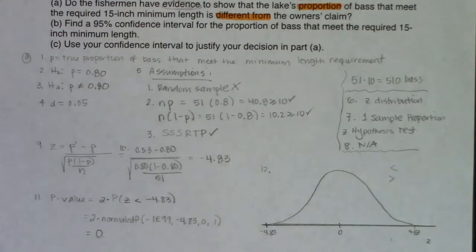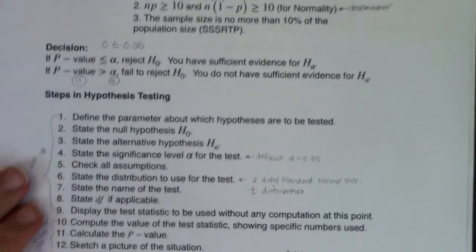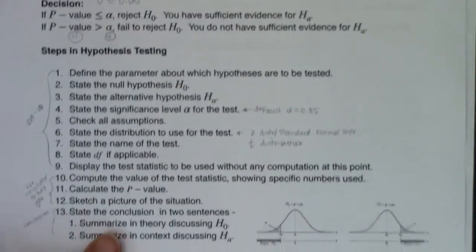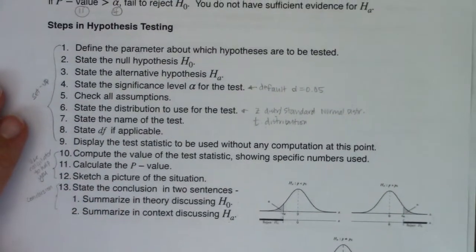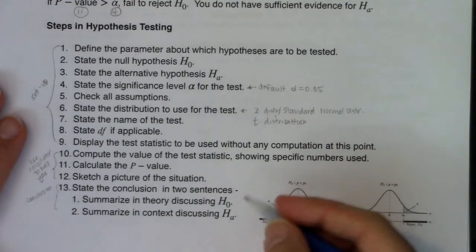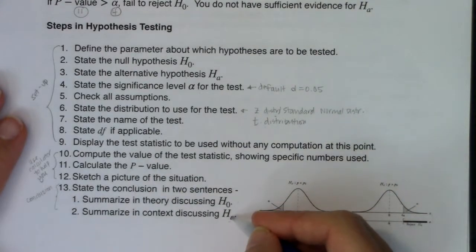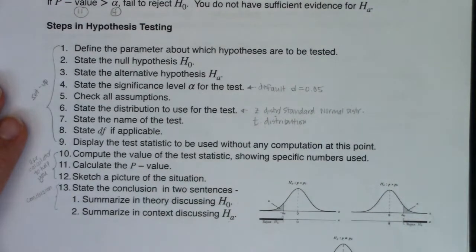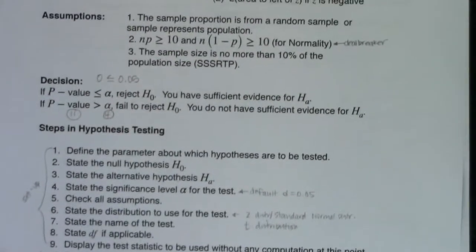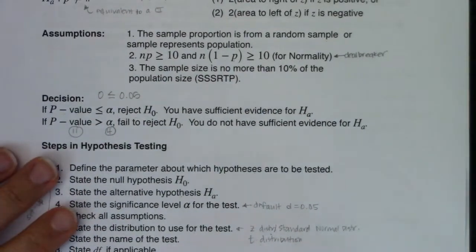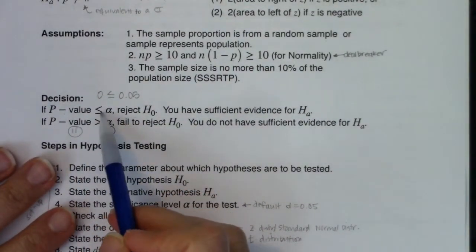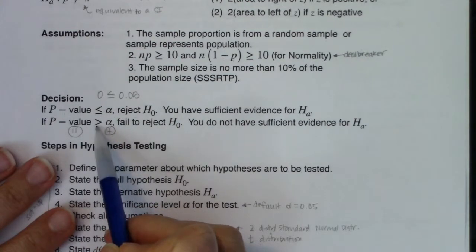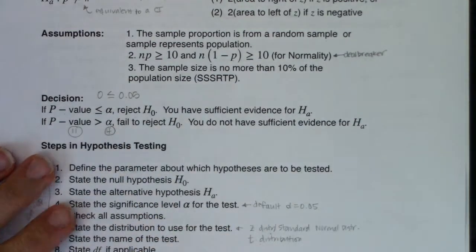Now, in step 13, you need to make your decision, okay? You owe me a sentence about the null, and you owe me a sentence about the alternate. Your sentence about the null should tell me whether you're gonna reject it or fail to reject it, and your sentence about the alternate should tell me if you have evidence for it or not. So let's figure this out, all right? So our p-value, was it less than alpha or was it greater than alpha? And it's always comparing step 11 and 4.